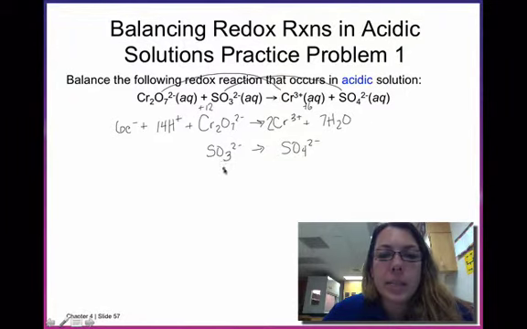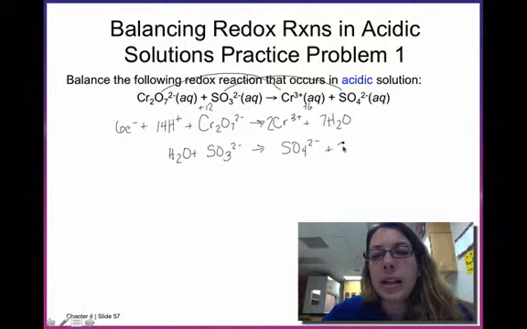Then I come down to this one. I have 1 sulfur, 1 sulfur. Then I focus on the O's. I have 3 oxygens on this side and 4 on this side. So I need to add a water. That gives me my 4 O's on this side to match here. Now I have 2 hydrogens over here, so I need to add 2 H pluses to this side.